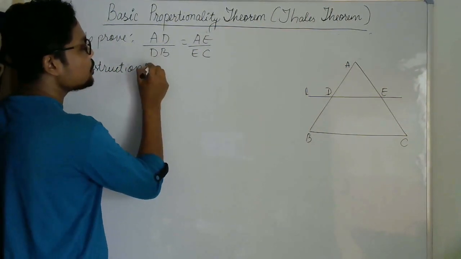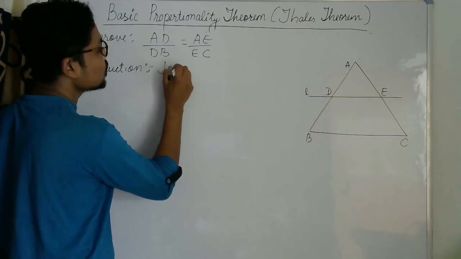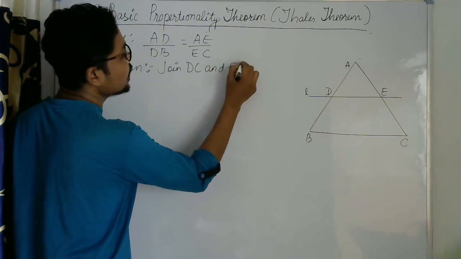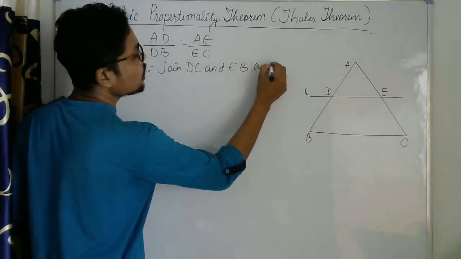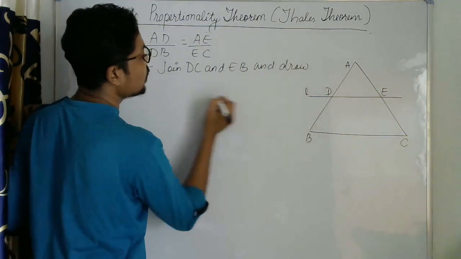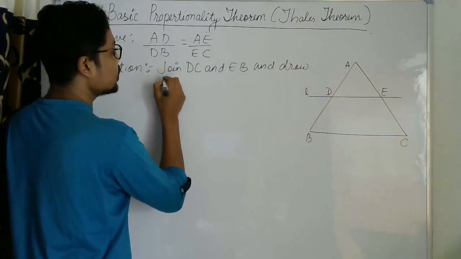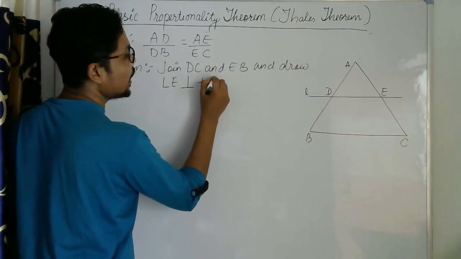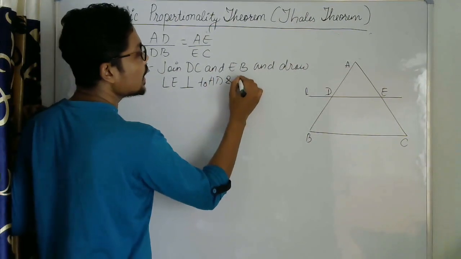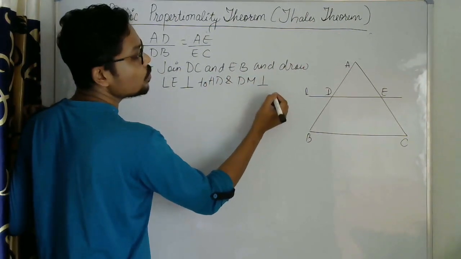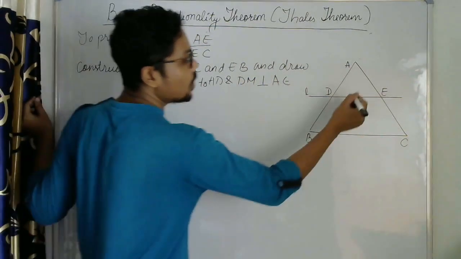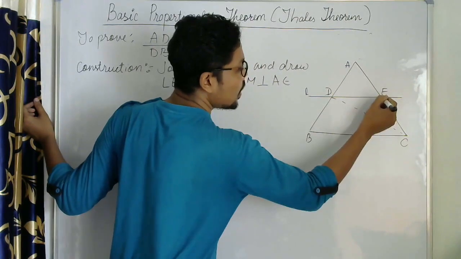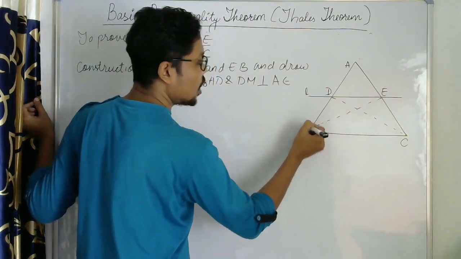So what I will do is join DC and EB, and draw LE perpendicular to AD and DM perpendicular to AE. Means I'll join this part and this, according to the construction.